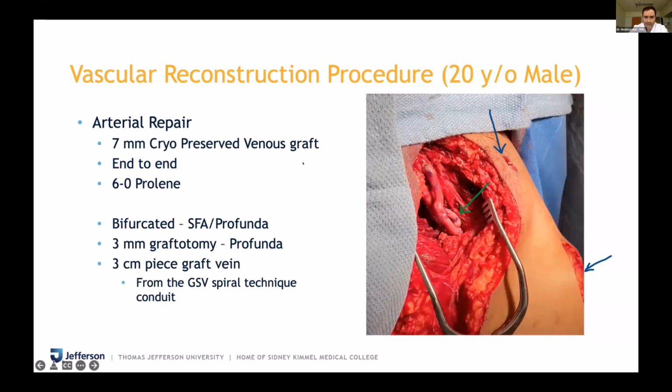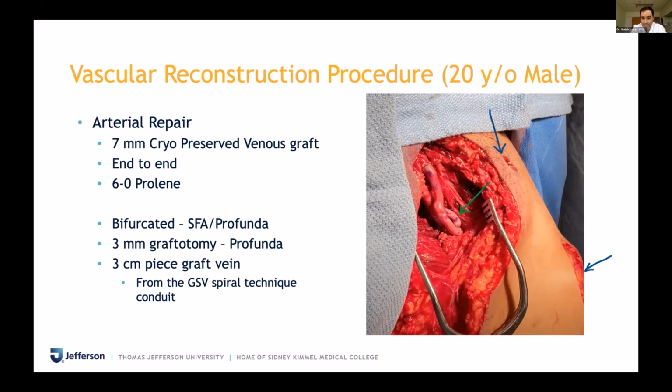For the artery, basically, the decision was to use a 7 millimeter cryopreserved venous graft for the same reason. To use the saphenous vein from the other side, again, was small and a different size, diameter. So we ended up using a 7 millimeter cryopreserved venous graft end-to-end using 6-0 Prolene. The profunda, which was previously ligated, the sutures were removed.